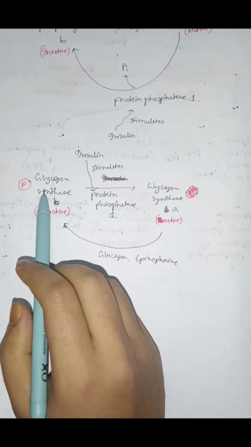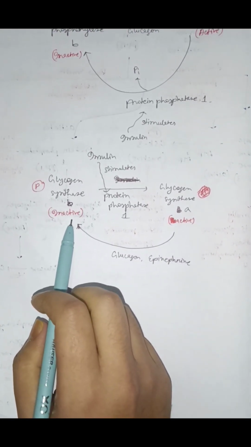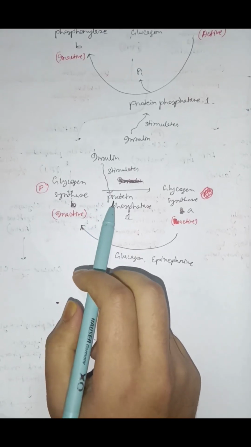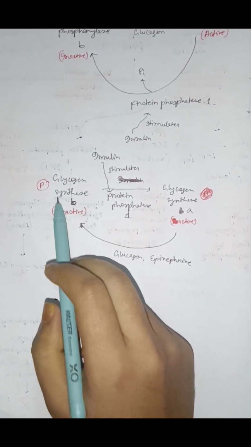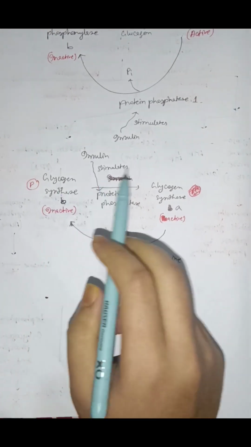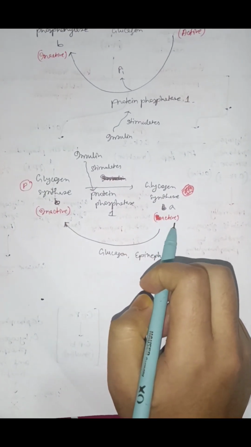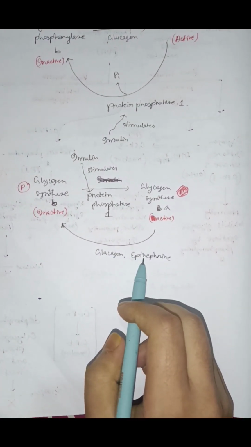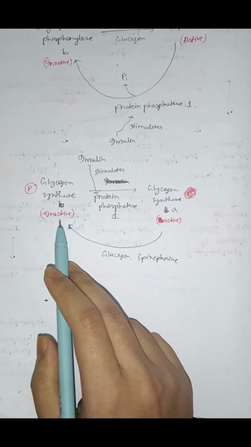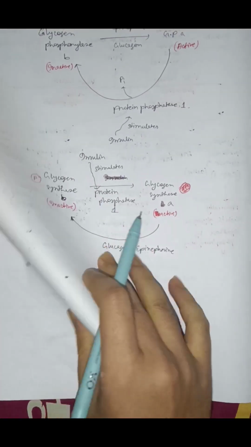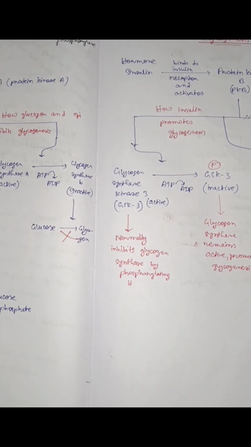Here glycogen synthase is phosphorylated and initially inactive, but insulin stimulates protein phosphatase 1 and leads to the conversion of this phosphorylated glycogen synthase into dephosphorylated glycogen synthase, that is glycogen synthase A. Now it is active. Glucagon and epinephrine can again convert this active form of the molecule into the inactive form. So this was all about the regulation of glycogenolysis and glycogenesis.